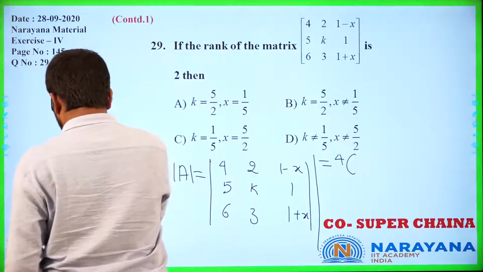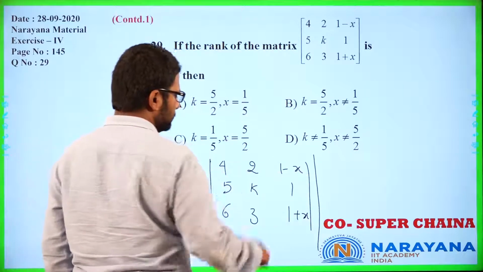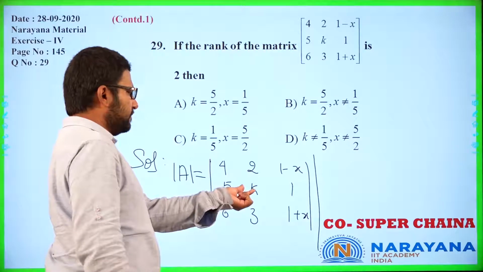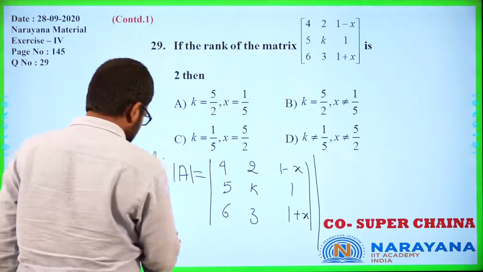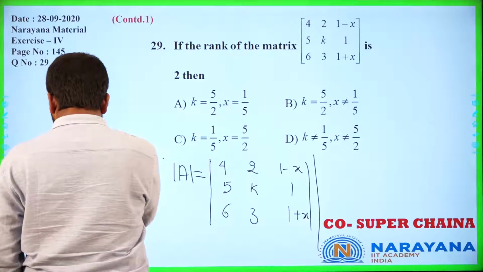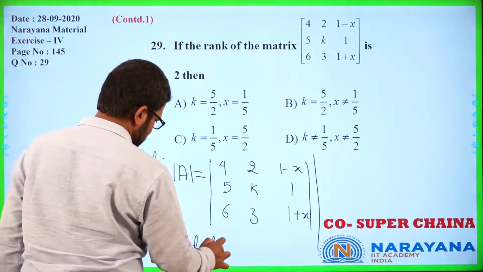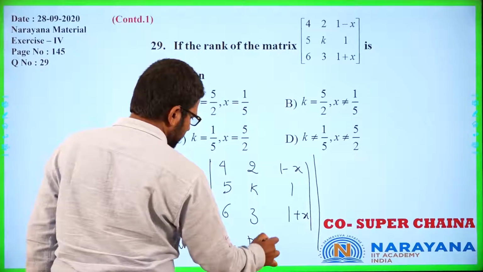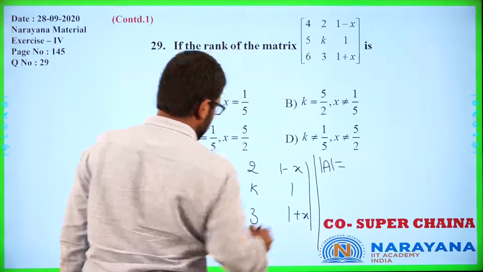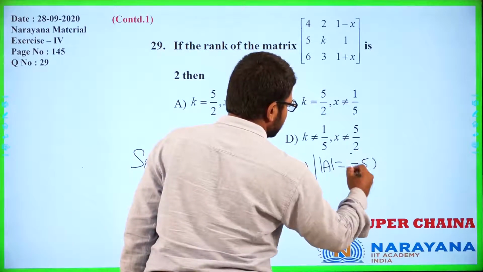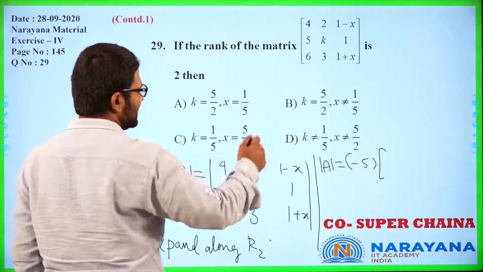How about we expand along R2, right? Because then k will be outside the brackets. It won't repeat too many times. So we will say expanding along R2. So mod A equals minus 5 into 2 into 1 plus x minus 3 into 1 minus x.